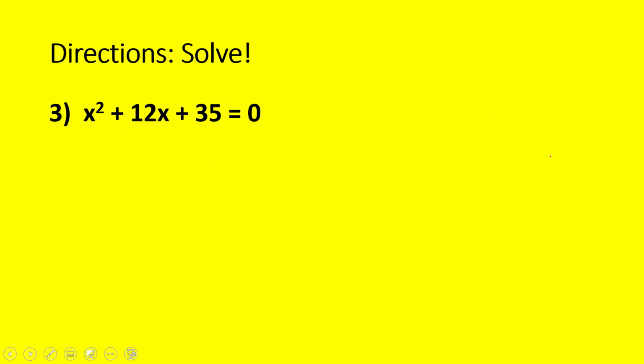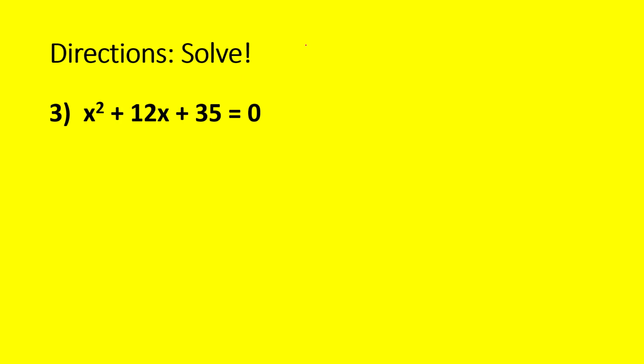X squared plus 12x plus 35. Now, we could certainly start guessing at what values x could be. So let's plug in a 0. 0 squared is 0 plus 12 times 0. Well, that's 0. So 0 plus 0 is 0 plus 35 is not 0. 1. 1 squared is 1 plus 1 times 12 is 12. So 12 plus 35 is 47. I'm going in the wrong direction. We could guess and check all day and eventually get it right.